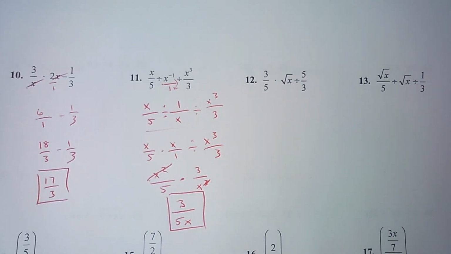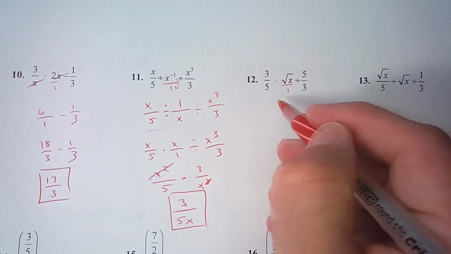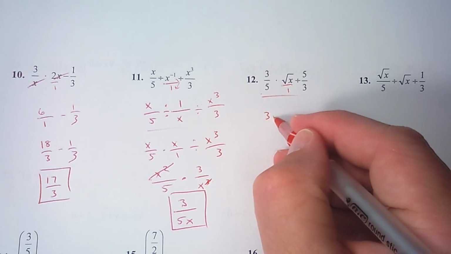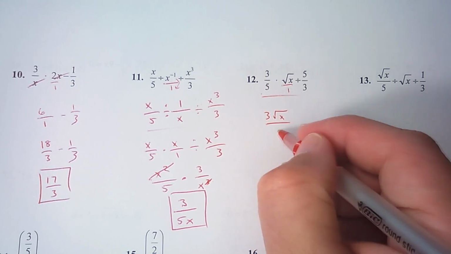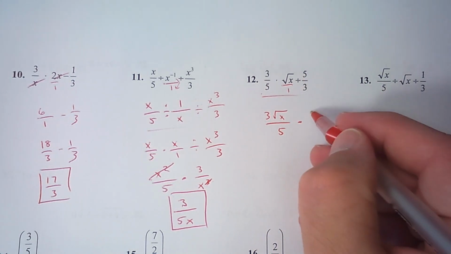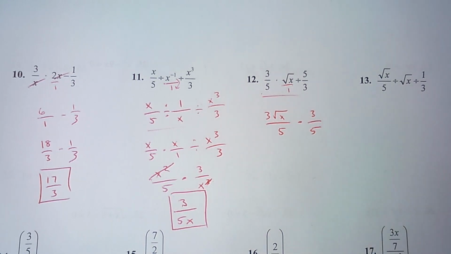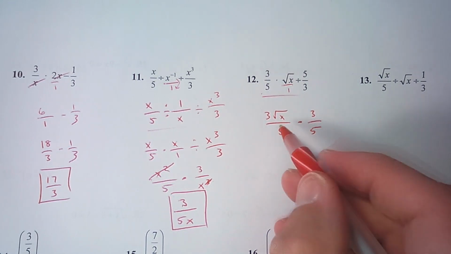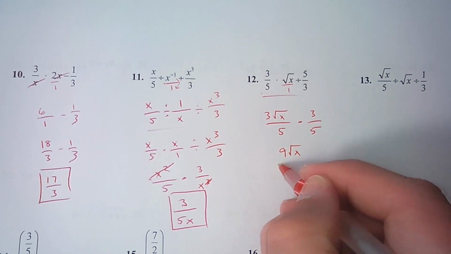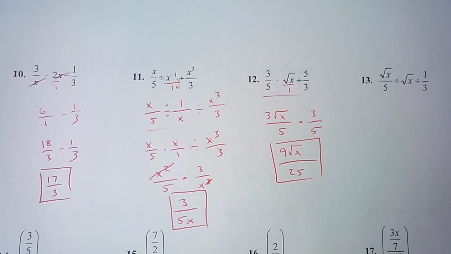Okay, number 12. I'll do this multiplication first. I've got over 1, so I've got 3 times the square root of x over 5 times 1 times, and I will do times the reciprocal, 3 over 5. When I multiply the numerators, I get 3 times the square root of x times 3, that's 9 times the square root of x, and then the denominators 5 times 5 is 25.